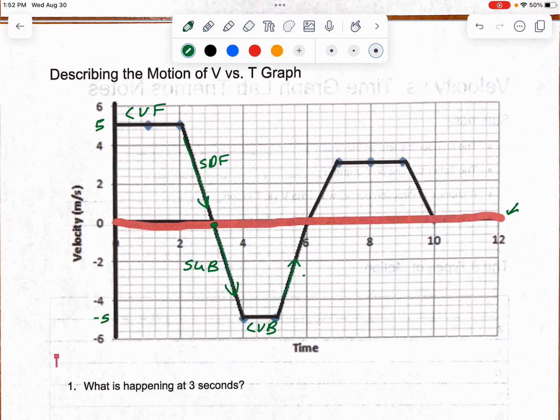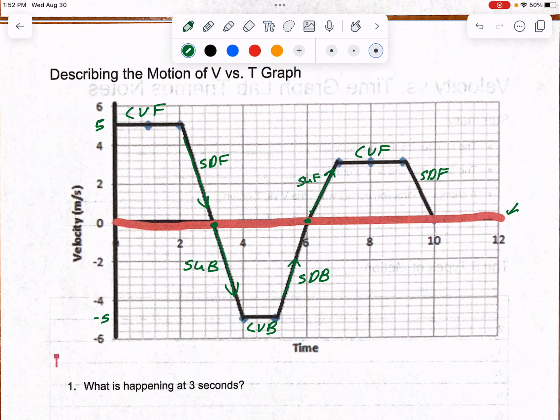So that means I'm going to be slowing down, and I'm still in the negative, so this would be slowing down backwards. Then at 6 seconds, it looks like we stop again. We keep going through, and we change our direction. And then we start speeding up forwards, because now we're going away from 0 again. Then from 7 to 9, it looks like we have a constant velocity forward. And then from 9 to 10, we're going back towards 0, so that's slowing down forward.